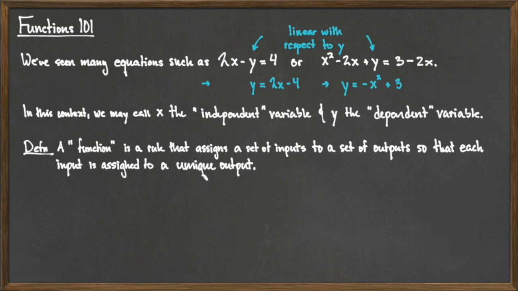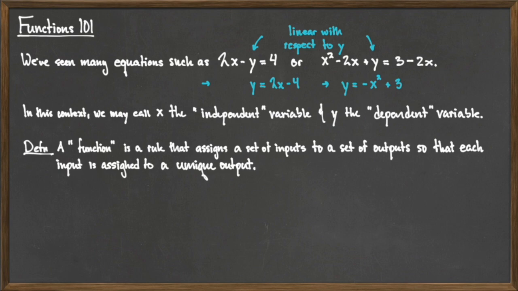So, for our first definition, a function is a rule that assigns a set of inputs to a set of outputs such that each input is assigned to a unique output. Now that second part of the statement can be a little bit weird, but I want you to think of it this way. Imagine that you are sending a person to a place on campus. You can send multiple people to the same building or the same classroom, that's not a problem, but I can't send one person to two places at once.